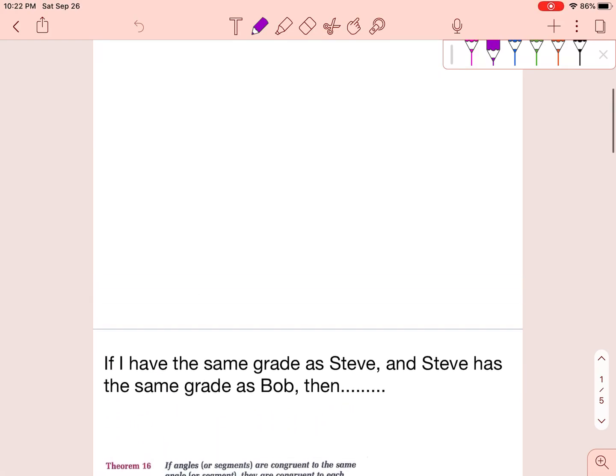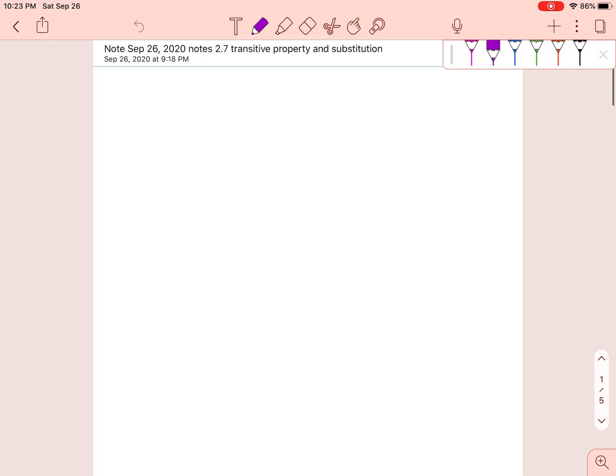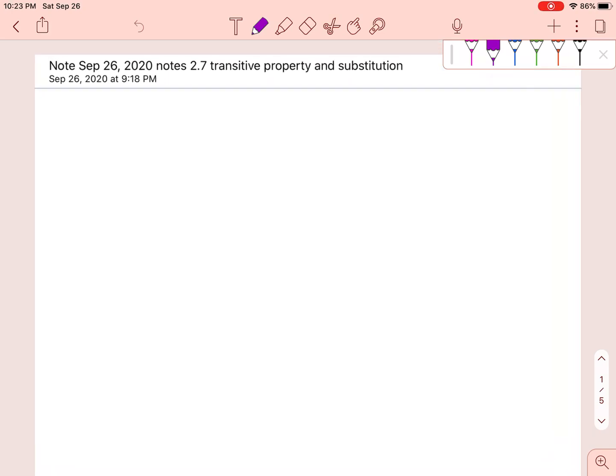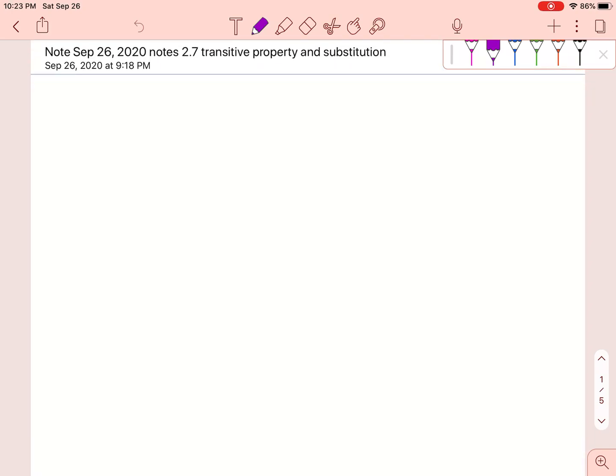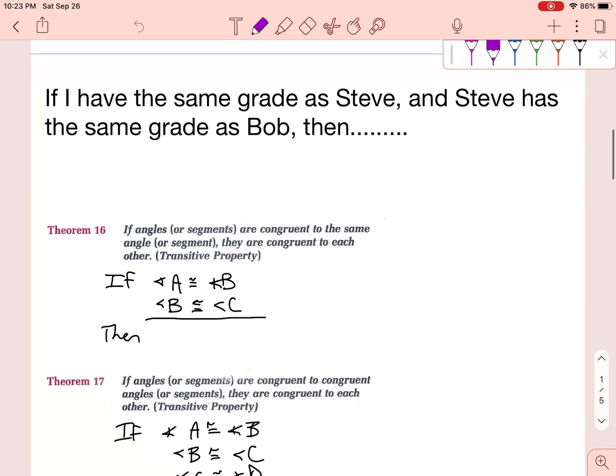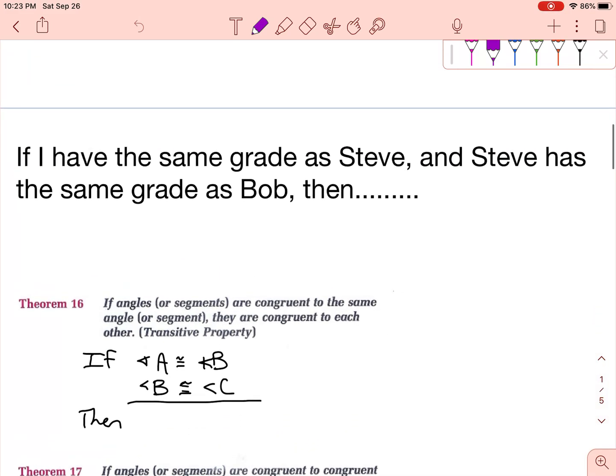All right, so let's talk about section 2.7, transitive property and substitution. Okay, so we are going to start with transitive property. This property you guys see a lot all throughout geometry. So I just put this up here really quickly. You got to scroll down for your notes.